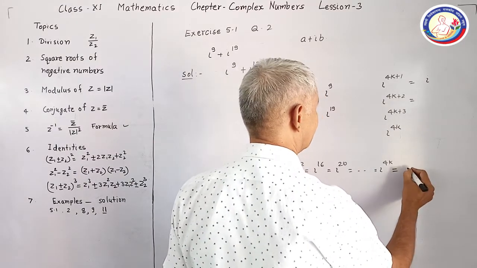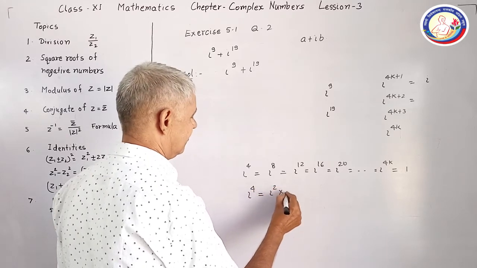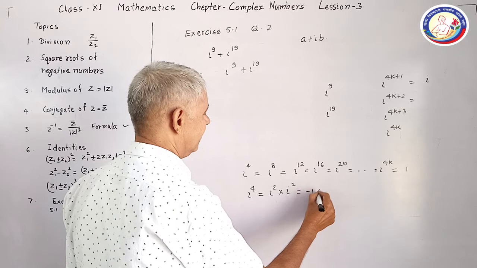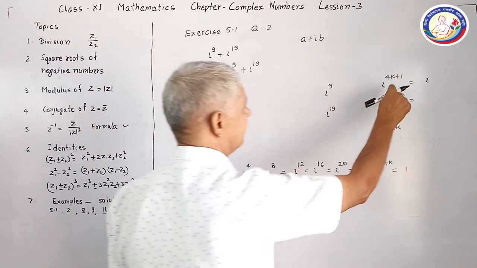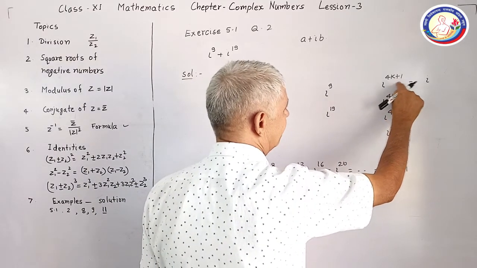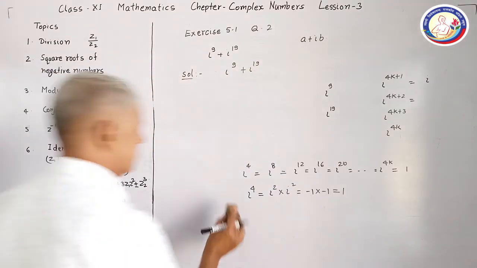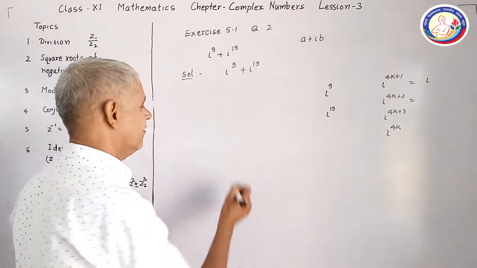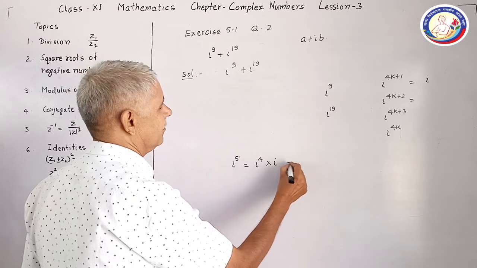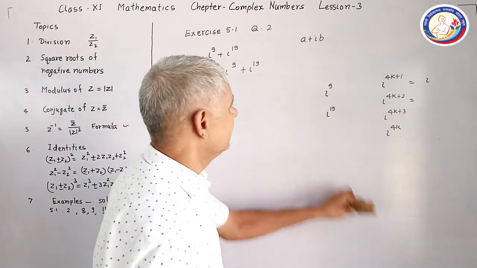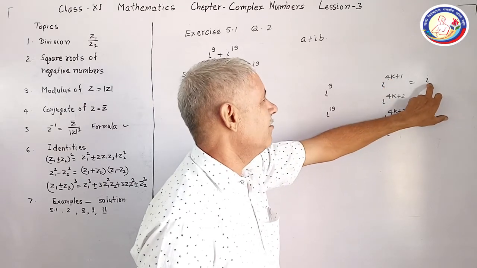Each will be equal to 1, because iota 4 means iota square into iota square, that is minus 1 into minus 1, that is 1. If we have one factor more than 4k, just say iota 5 or iota 9, iota 5 will be iota 4 into iota, it will give us iota only. So this type of terms will be equal to iota only.